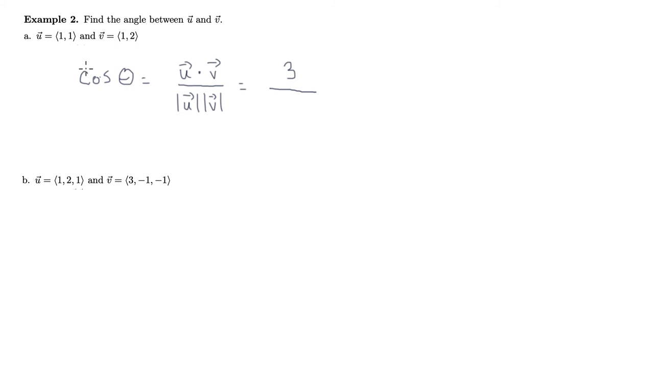And then what about the length of u? Well, it's going to be 1 squared plus 1 squared, square root, so square root of 2. And then v, we're going to have 1 squared plus 2 squared, so 5, so square root of 5. So we're going to have square root of 2 times the square root of 5. Okay, and then we just take the inverse cosine of that factor, and we get that theta is approximately equal to 18.4349 degrees. Of course, we could convert that to radians too if we wanted to.